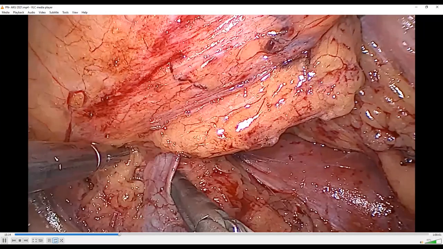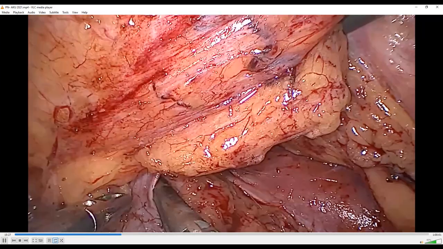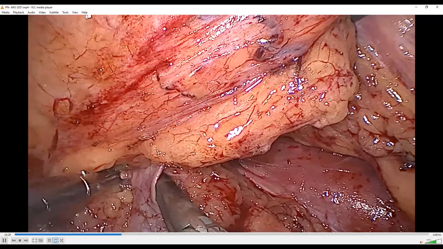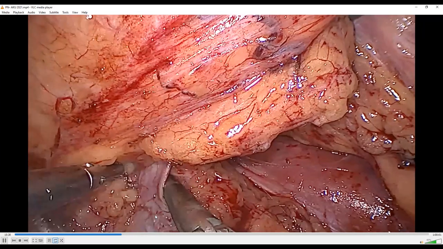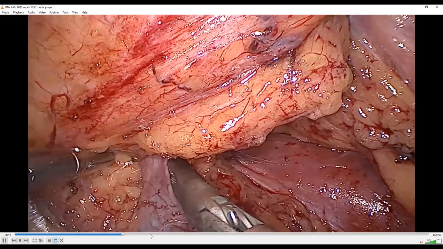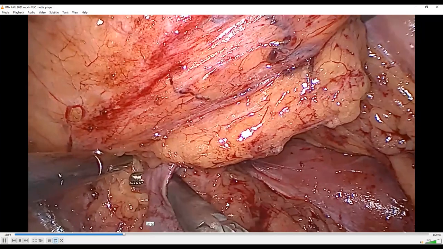So I need to get this vein away from me somehow. So I created a window across the vein very gently, giving it its due respect. And I thought I will put a sloop around it. So that window has been created there. And then I'm bringing a sloop.